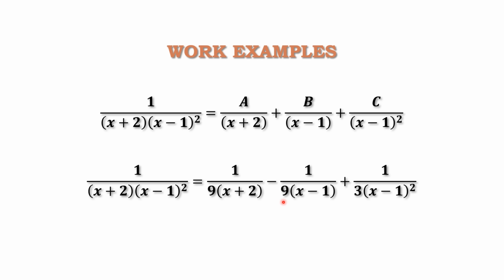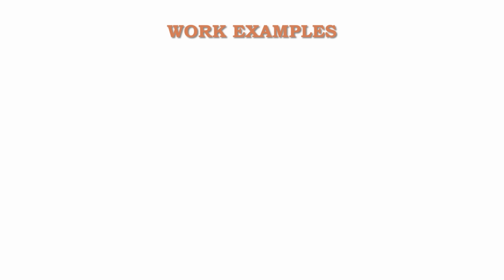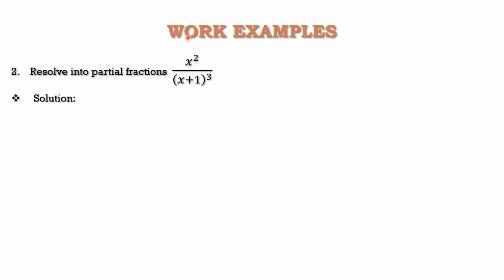So now let's proceed to worked example number 2. We are to resolve into partial fractions x squared divided by x plus 1 all power 3. Now this is a proper rational function, or fraction, so we can decompose it. So here we have x squared divided by x plus 1 all power 3.